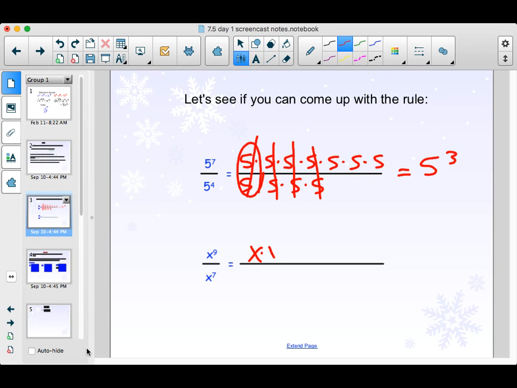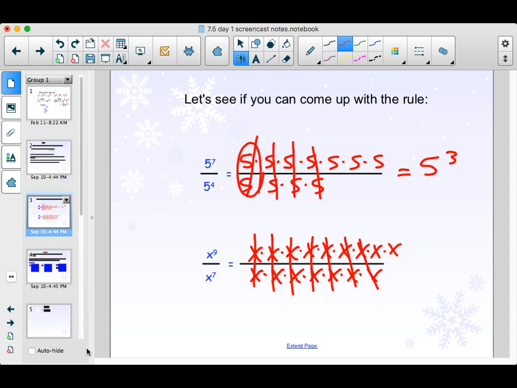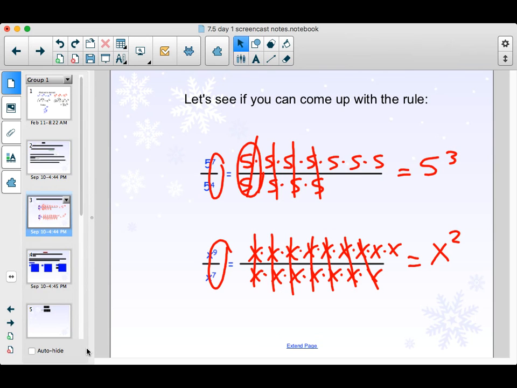Over here, if I wrote them all out, 2, 3, 4, 5, 6, 7, 8, 9 on top, and 1, 2, 3, 4, 5, 6, 7 on the bottom. And again, x divided by x, that would still be 1. So these would cancel, and you'd be left with x to the second on top. So what is the shortcut? If you look, it was 7 over 4, subtract, and you get 3. 9 minus 7 would give you 2. So that's how you can do it without writing them all out, is to just subtract.